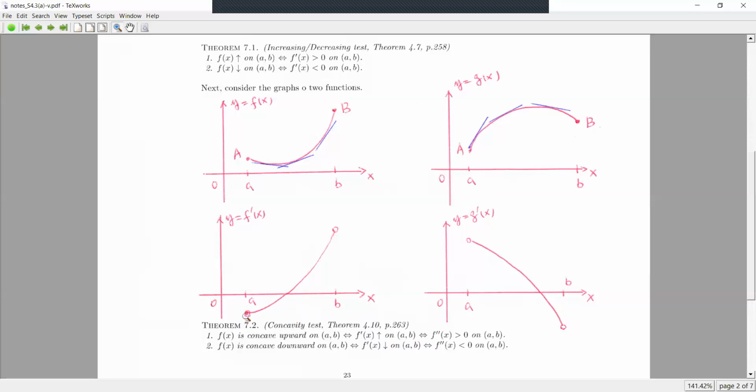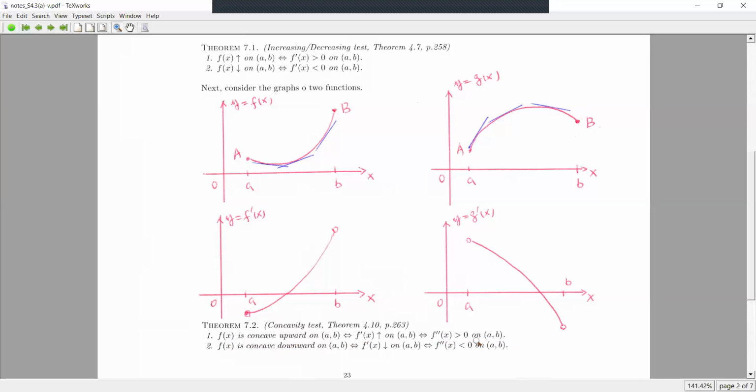Therefore, by the increasing/decreasing test, this curve is increasing. The slope of this curve is positive. This curve is the graph of this one. The slope of this curve, take the derivative of this one, the second derivative is greater than 0 on the interval. So if a curve is concave up, then the first derivative is increasing and the second derivative is greater than 0.